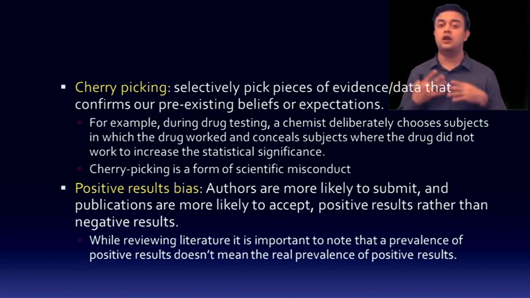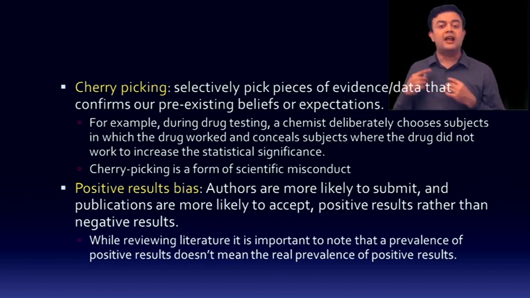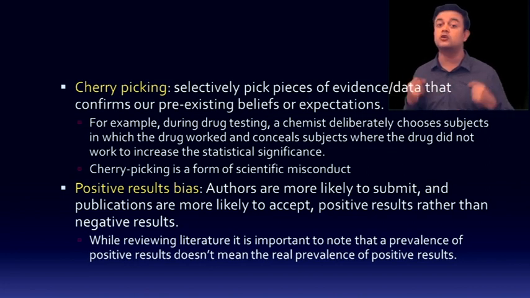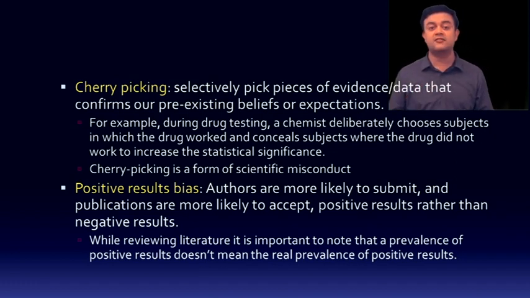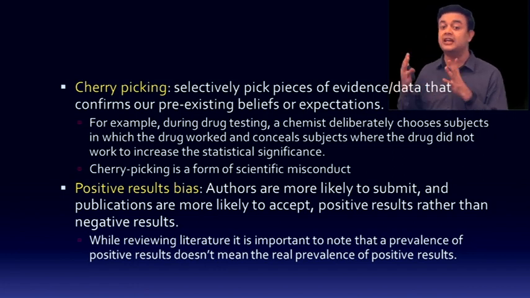A lot of positive results being published doesn't mean that negative results are non-existent. It's merely because of the bias. So while reviewing the literature, you should know that this positive results bias, also called publication bias, is very, very important. It's highly prevailing, right? It doesn't really mean that positive results are more prevalent. Negative results are also equally likely.